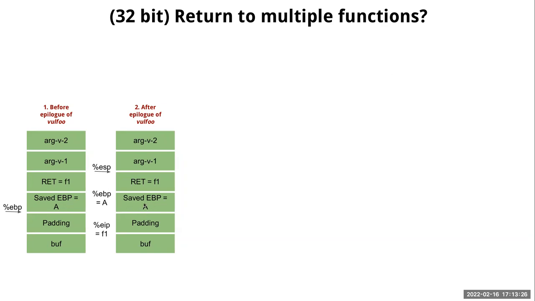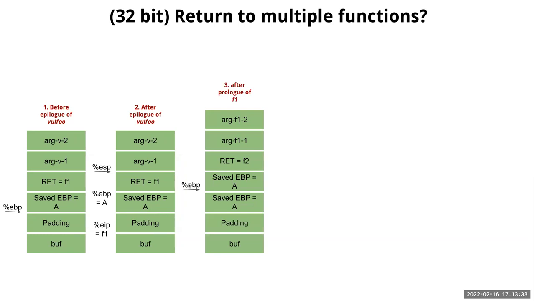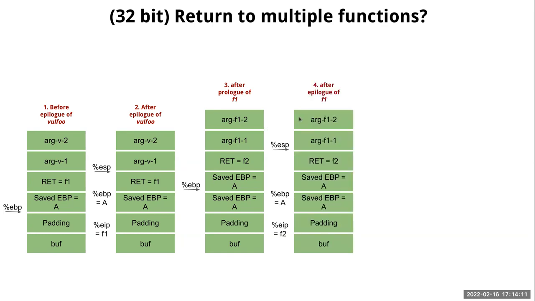The EBP will have this value here, whatever we override, just for example, A. Then after the prologue of F1, from F1's point of view, its EBP points to this place. Previously, this is the address of F1. So from its point of view, the return address is here, and here we can set it as F2. Then we can have its arguments, F11, F12. So when F1 finishes running, the ESP will move 8 bytes higher than EBP again.